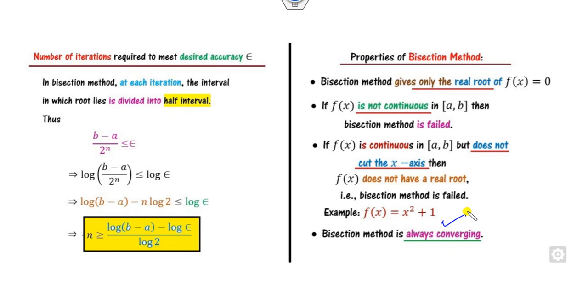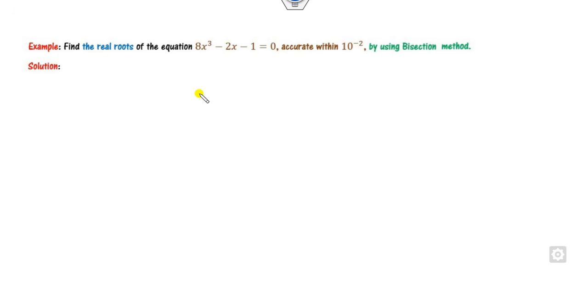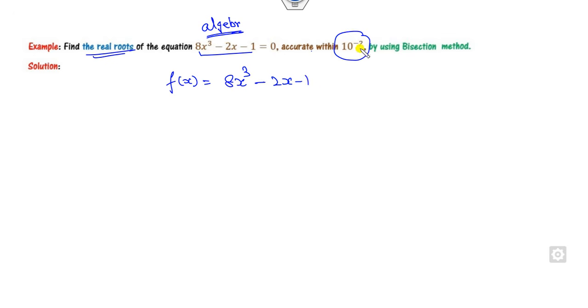The bisection method always converges. Once you know it is convergent, it will always be convergent. We will explain 7 to 8 examples so that you are able to understand. It is a very simple method. First of all, consider this algebraic equation: find the real root of f of x equals 8x cubed minus 2x minus 1 up to the accuracy of this.